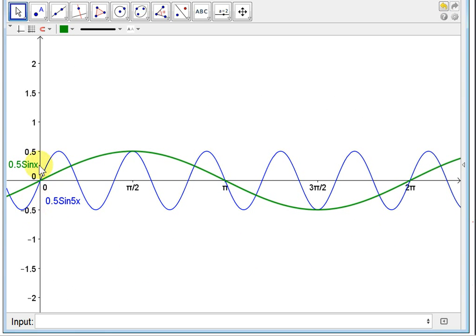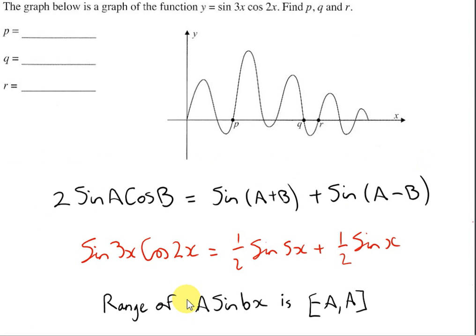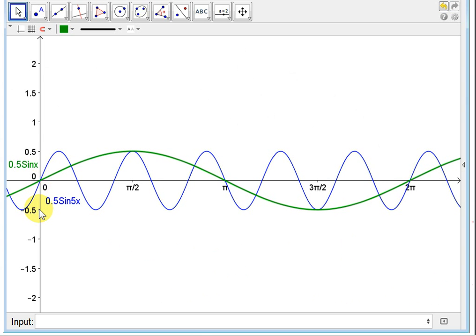Notice that the range of both functions is the same. The range is just a number in front of sine. It's 0.5. Well, we get the range from that number. Well, in general, the range of a sine bx is minus a to a. So if a is a half, the range is minus a half to a half. It doesn't matter about b. B can be any value. The range is given by what's in front of the sine function. So the range of both these functions is the same.